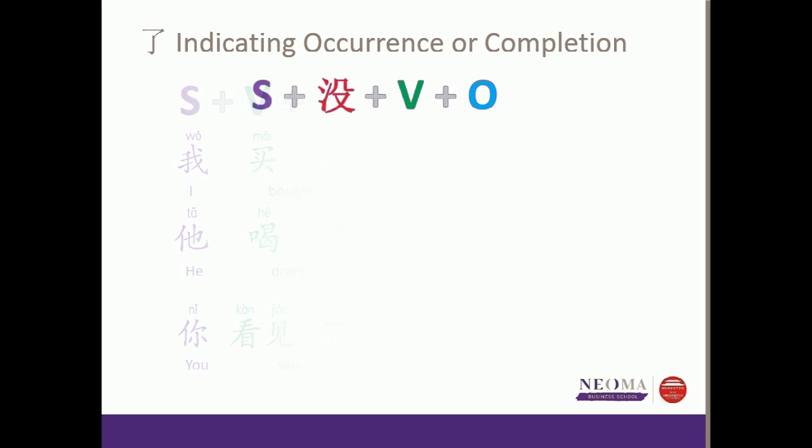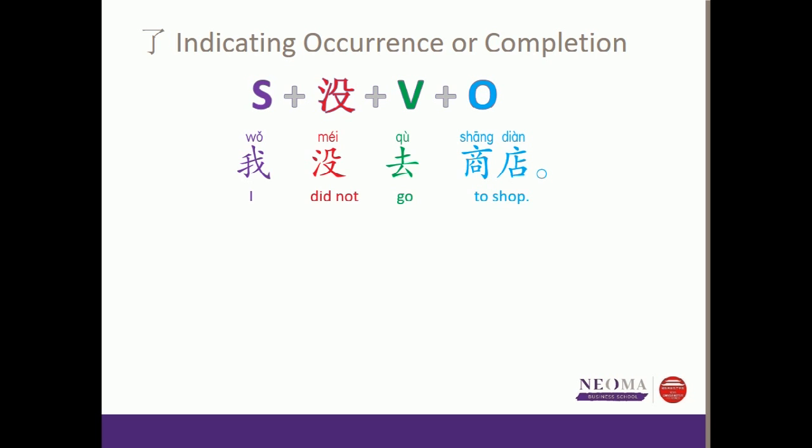And for the negation of this one, you will simply put 没 (méi) in front of the verb and not use 了 at all. Because if the verb didn't even happen, how can you use 了 to indicate this action is completed? So, for example, 我没去商店. I didn't go to the shop. Another one, 他没买书. He didn't buy the book. 好, this is the content for Lesson 21.